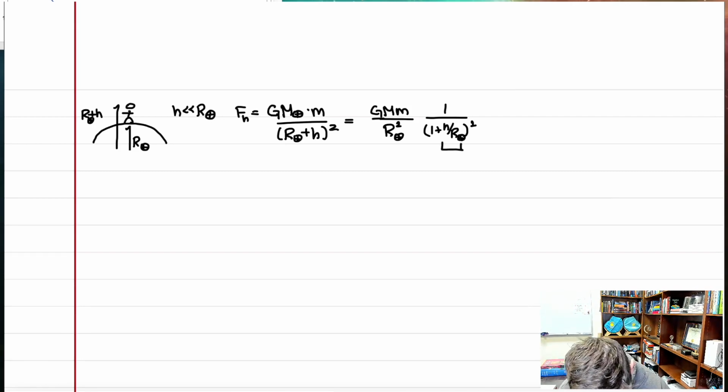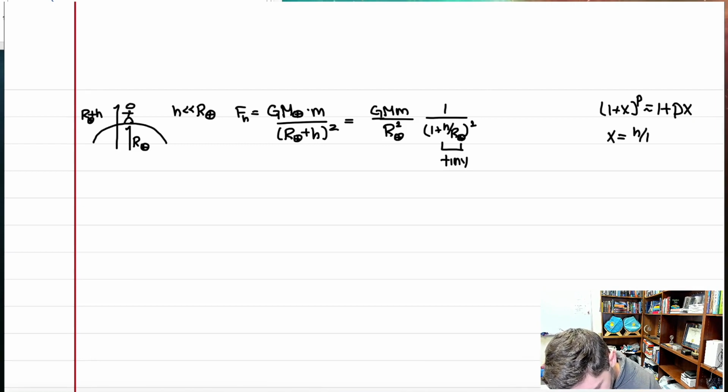Now this h over r, this is a tiny number. So I have, again, 1 plus a very tiny number, something that a Taylor series approximation I can use as a way to simplify this expression. And I'm going to use the binomial expression, where I had (1 plus x) to the p is about 1 plus p times x. So in this case, x is being played by h over r, and p is being played by the exponent -2. Not 2, -2, because it's in the denominator.